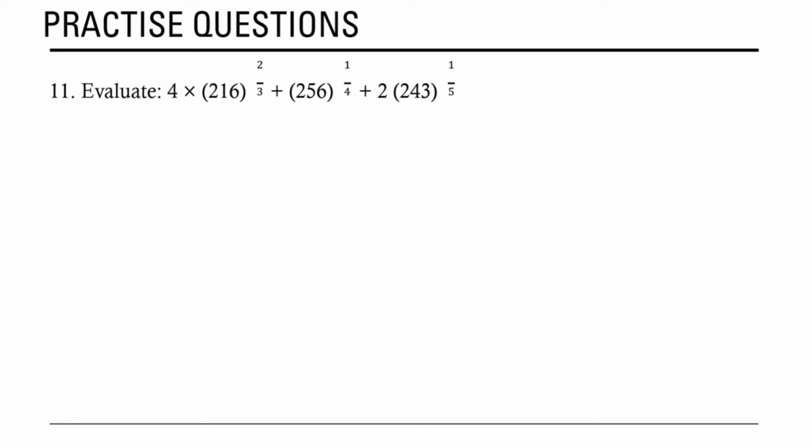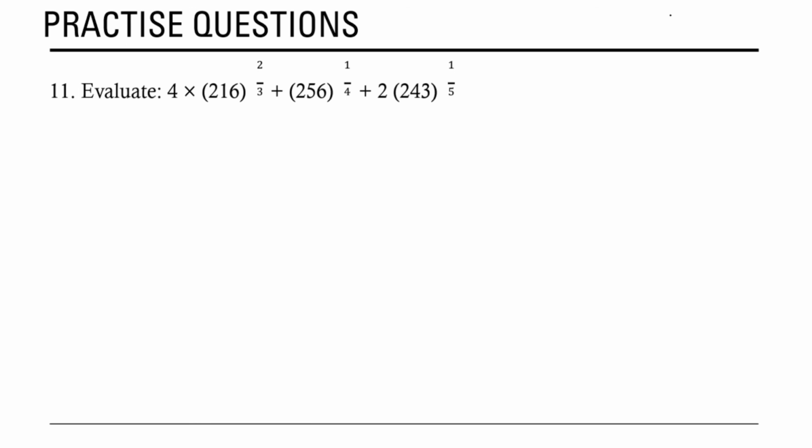The next and the last question, we have 4 into 216 the whole raised to 2 by 3 plus 256 the whole raised to 1 by 4 plus 2 into 243 the whole raised to 1 by 5. So we have to find the value of this. First let us factorize each one. Let us factorize 216, 256 and 243 and write in powers of the numbers 2, 3, etc.